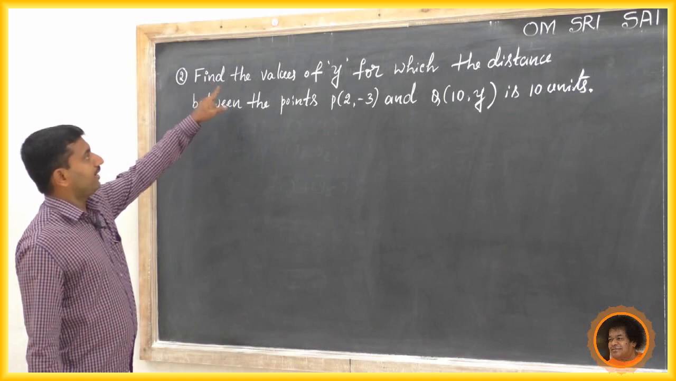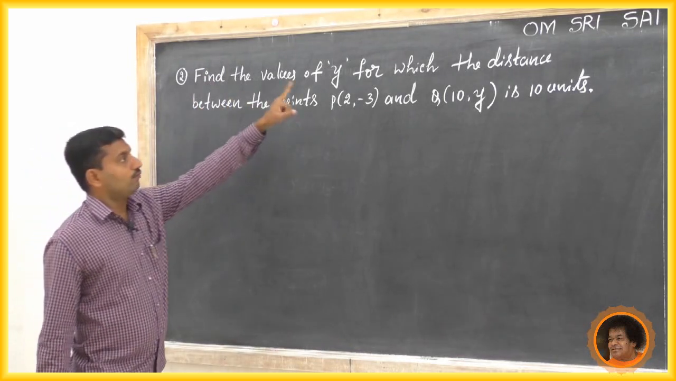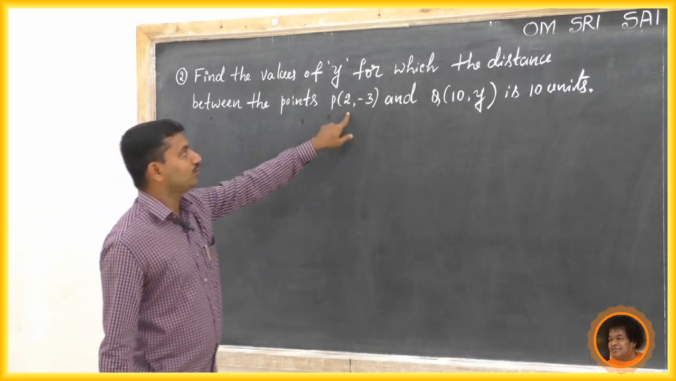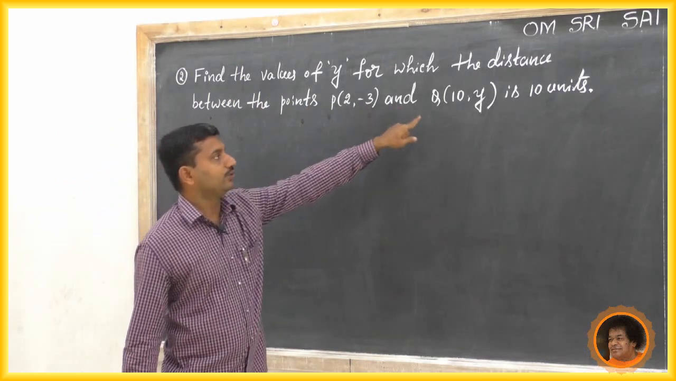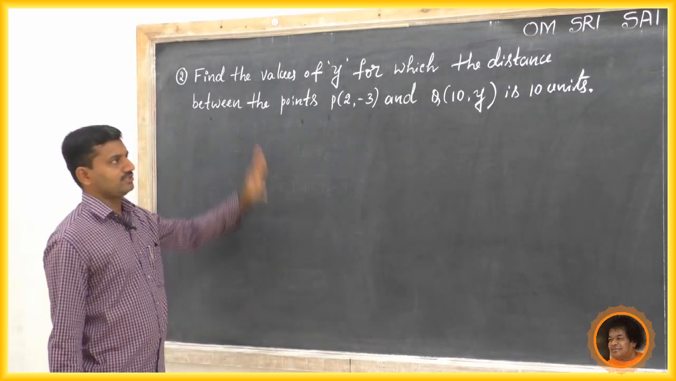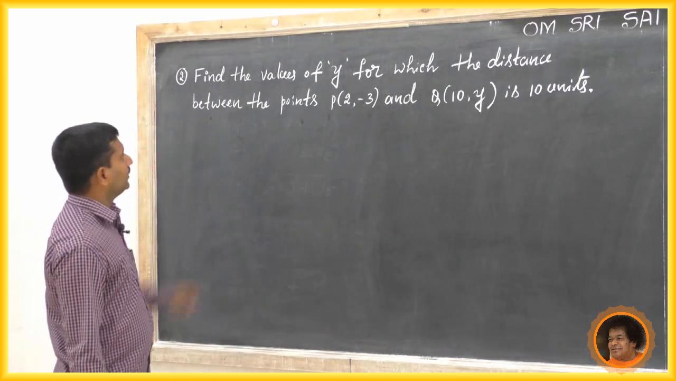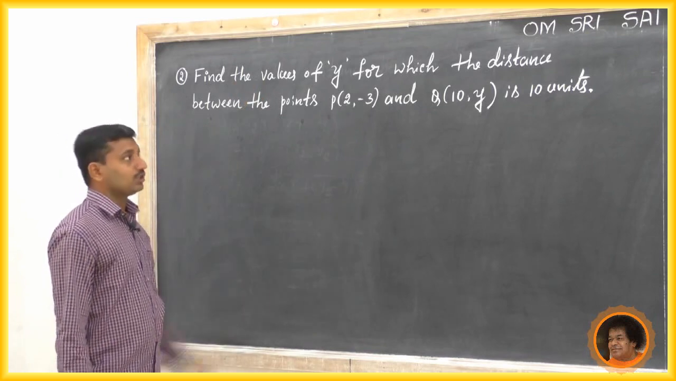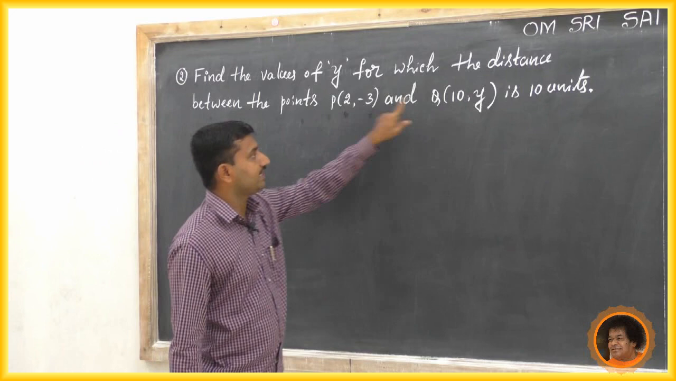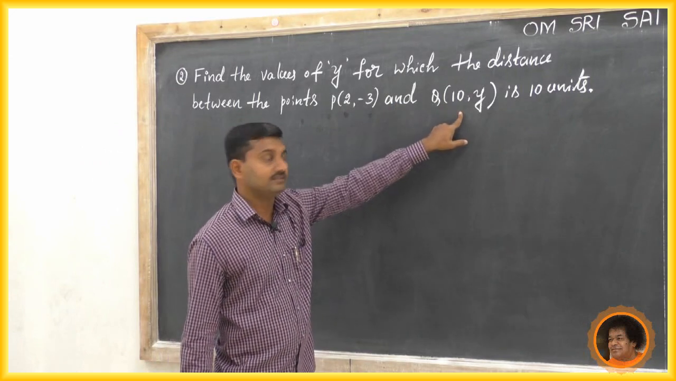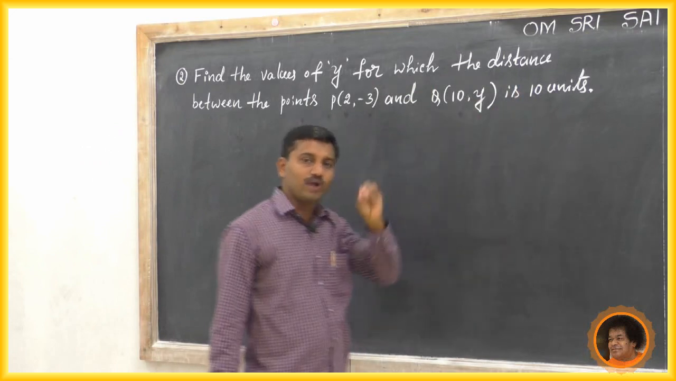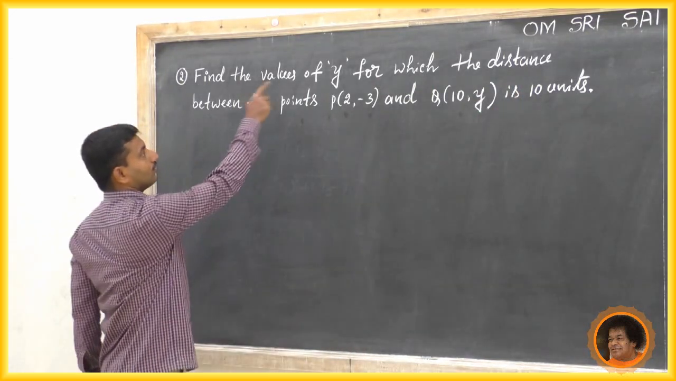Next example: find the values of y for which the distance between the points P(2, minus 3) and Q(10, y) is 10 units. Understand the question correctly. The two coordinate points are given, 2, minus 3 and 10, y, and their distance is also given as 10 units. We have to find the values of y.